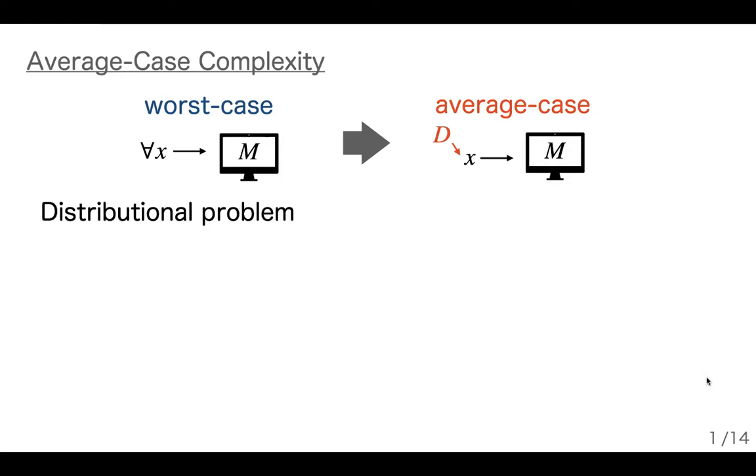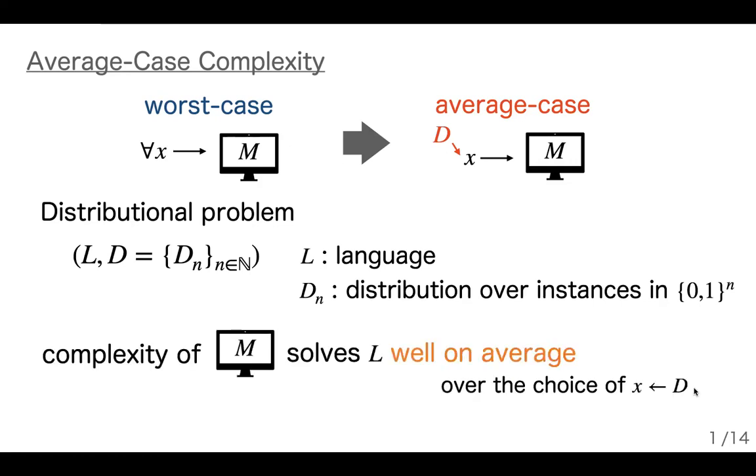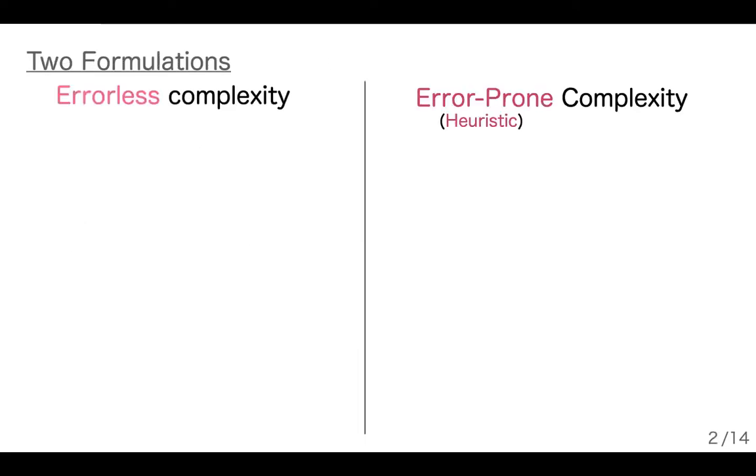More specifically, we study a distributional problem in average case complexity, which is a pair of a language and a family of distributions over instances. And we study the complexity of algorithms that solve language L on average over the choice of instances. But there are at least two standard formulations of this part, solvable on average. That is errorless complexity and error-prone complexity. And it is also called heuristic complexity.